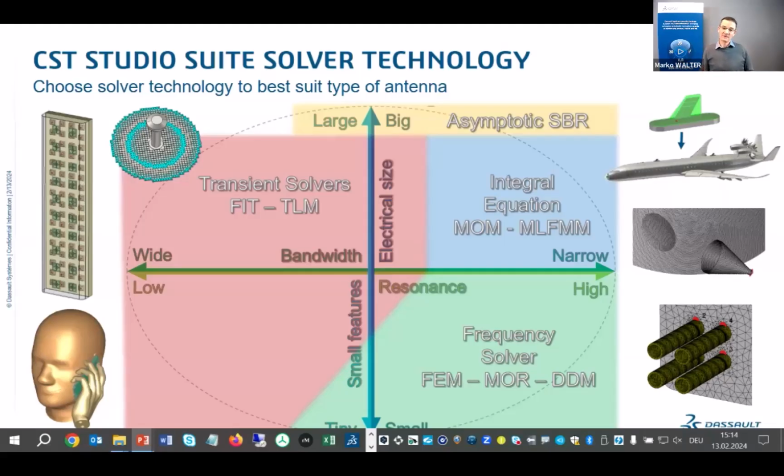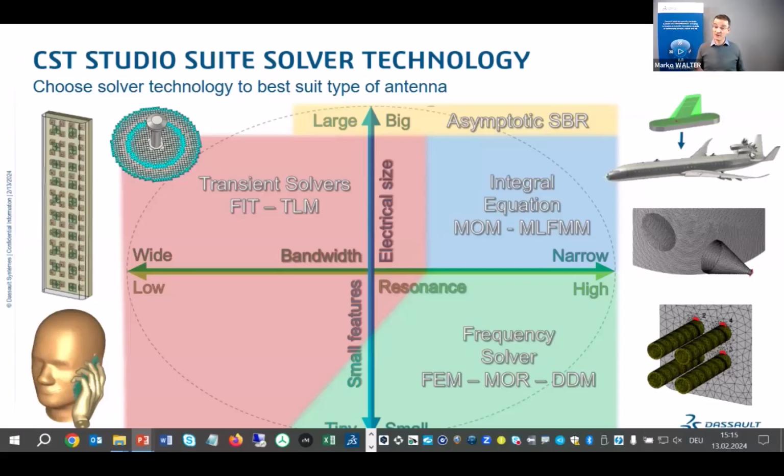On the whole, to get a good initial solver choice matters, because choosing a good solver for the right type of application makes your simulation speed and accuracy trade-off much better. So you can get a fast result with good accuracy. On the whole, when we're talking about resonant antennas and smaller antennas, we're talking about using frequency domain solver approaches.